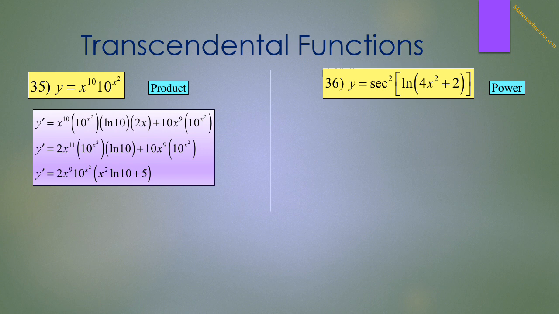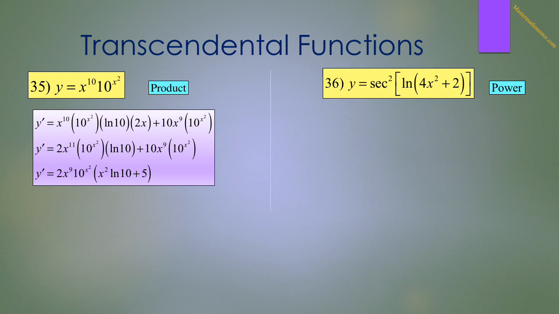35 reads y equals x to the 10th times 10 to the x squared. This is a product rule. So we have the first expression, x to the 10th, times the derivative of the second expression, which is 10 to the x squared, natural log of 10 times 2x, plus the second expression, 10 to the x squared, times the derivative of the first expression, 10x to the 9th. So we get 2x to the 11th times 10 to the x squared times natural log of 10 plus 10x to the 9th times 10 to the x squared.